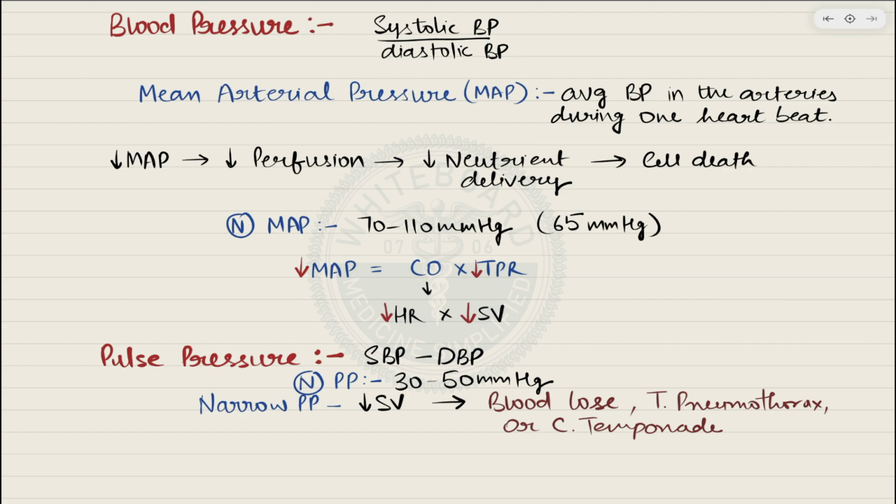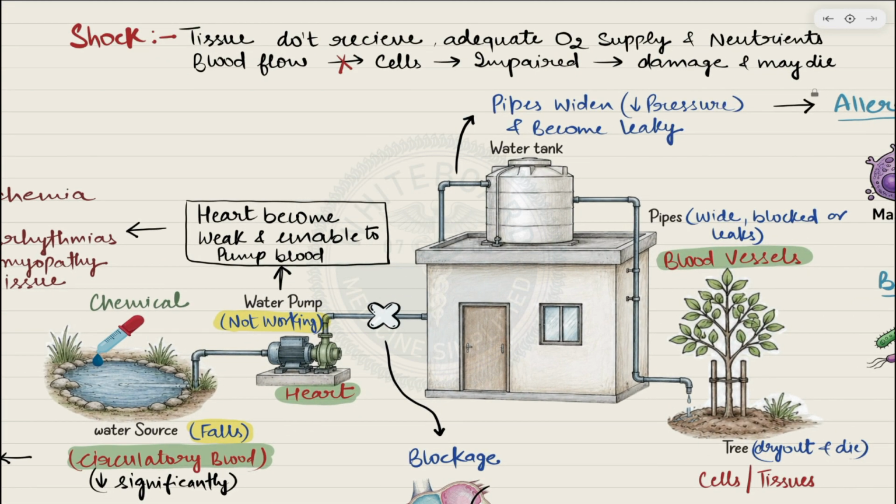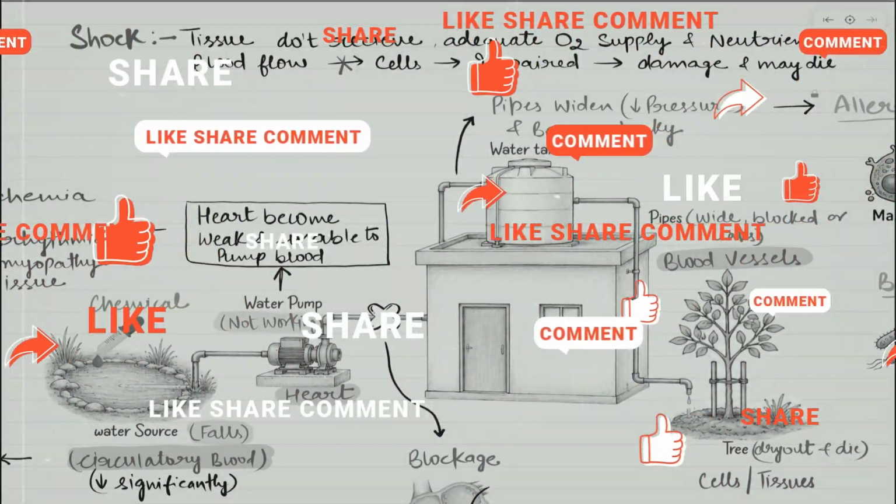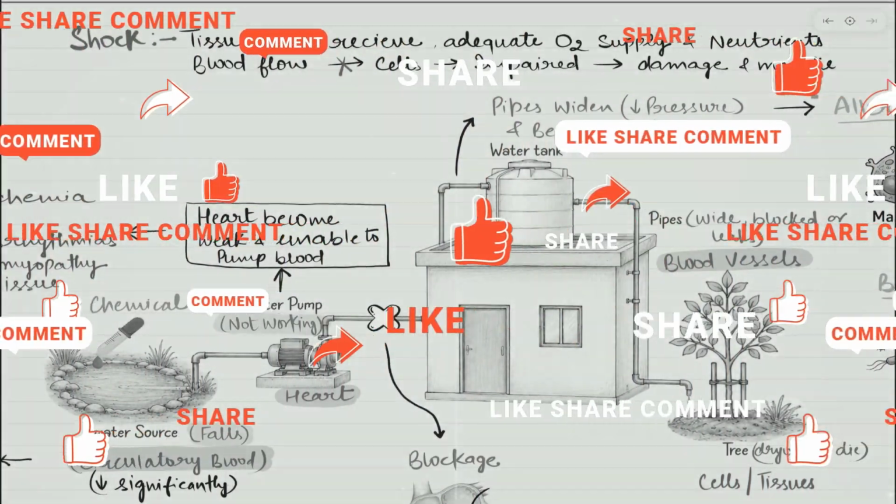Now we have understood the major types of shock and the different mechanisms by which tissue perfusion can become inadequate. However, regardless of the cause, all forms of shock ultimately produce the same problem. The cells of the body begin to suffer from a lack of oxygen and nutrients. But what exactly happens inside these cells when blood flow decreases? We will explore that in the next lecture.